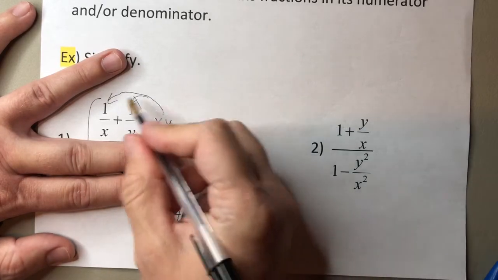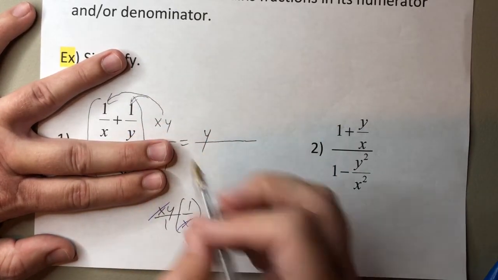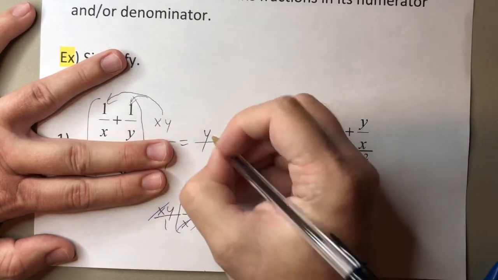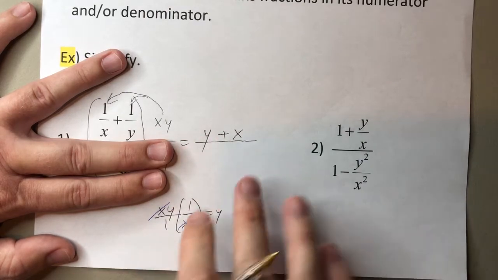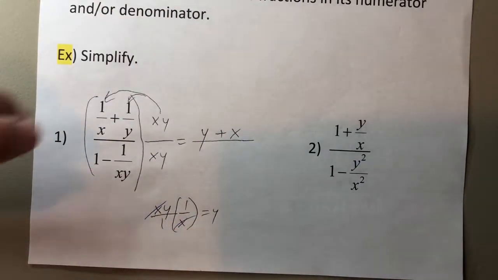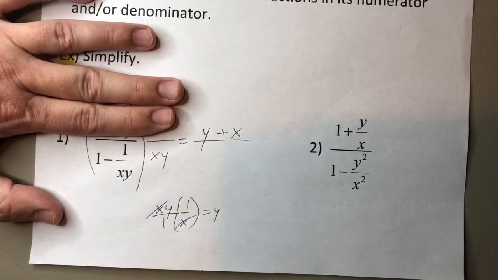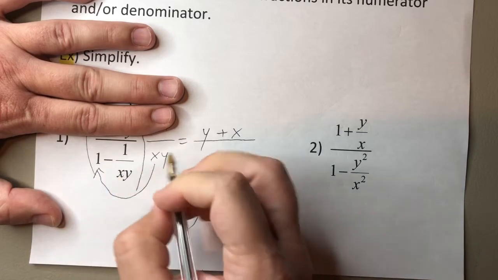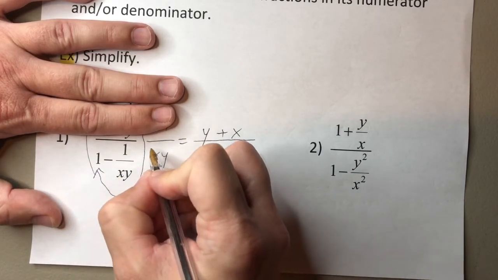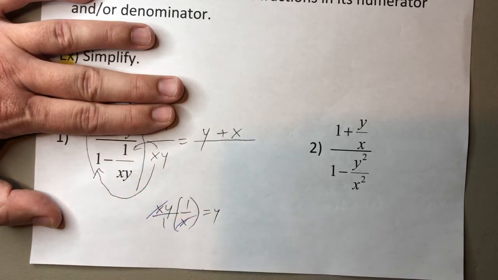And then the same idea for the next one. xy times 1 over y. The y's are going to be eliminated, and so you just get plus x. This is your new numerator. Okay, now in the denominator position, same idea. You're going to distribute this xy through the quantity of 1 minus 1 over xy.